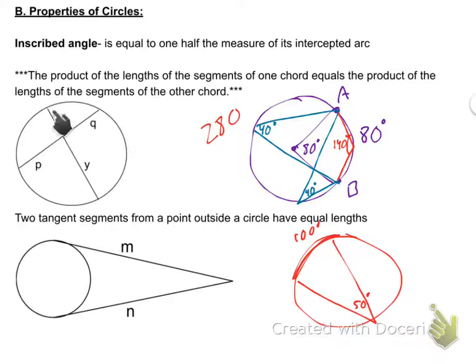The four pieces that are broken up, basically, the pieces of one chord get multiplied together will equal the pieces of the other chord. So x times y equals p times q. So if you were given 3 out of the 4 parts, you could solve for the fourth one.